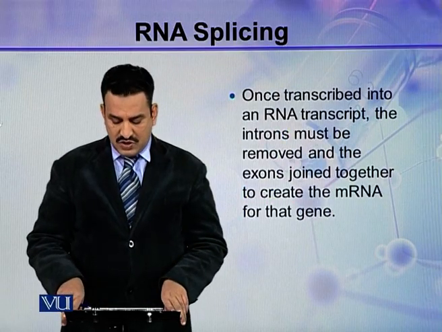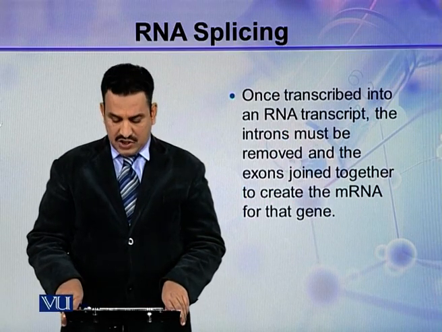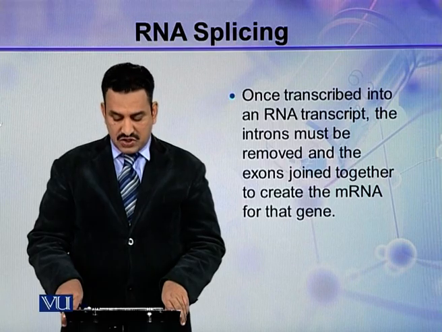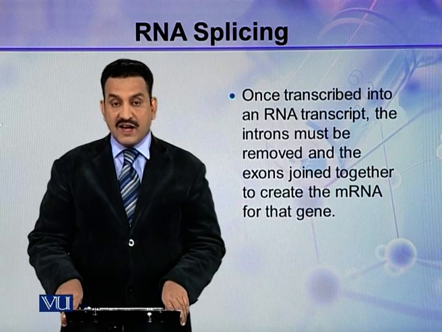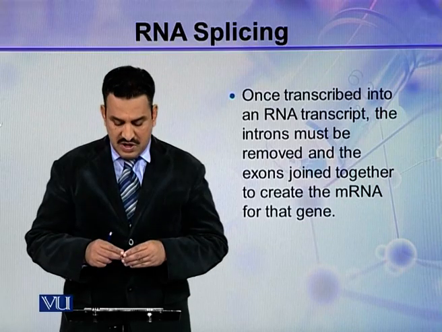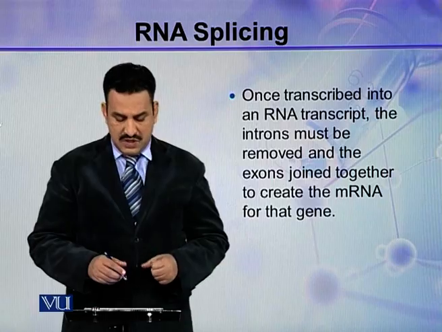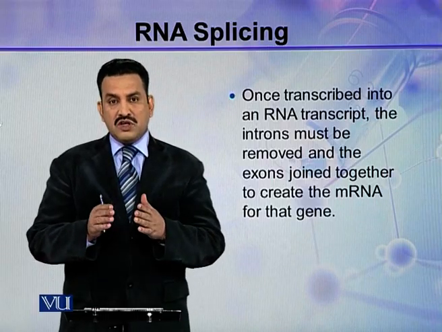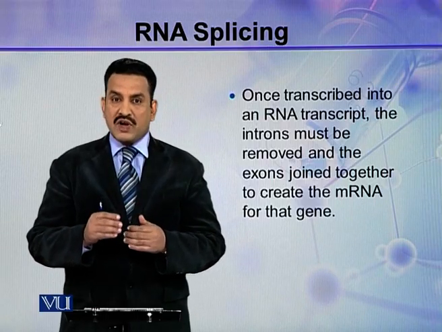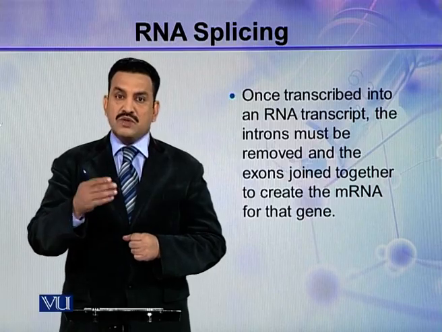Once transcribed into an RNA transcript, the introns must be removed and the exons must be joined together to create the correct mRNA of that gene. Correct means the mRNA with the correct amino acid sequence in the protein.